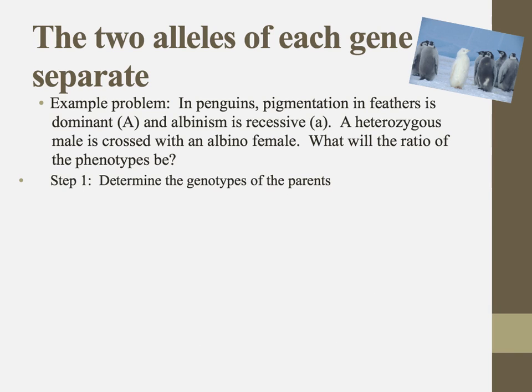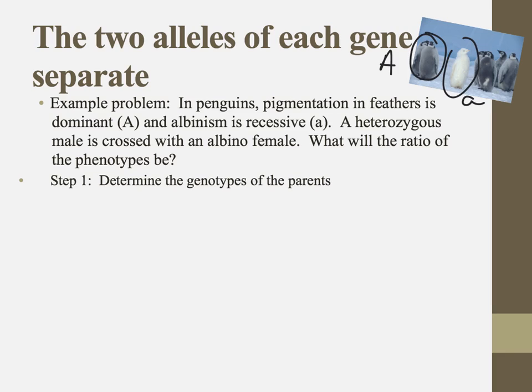All right, so let's talk penguins. In penguins, the pigmentation on their feathers is dominant and albinism is recessive. So we're going to use big A and little a for those. I'm going to cross a heterozygous male with an albino female, and I want to know what the ratio of phenotypes is going to be.